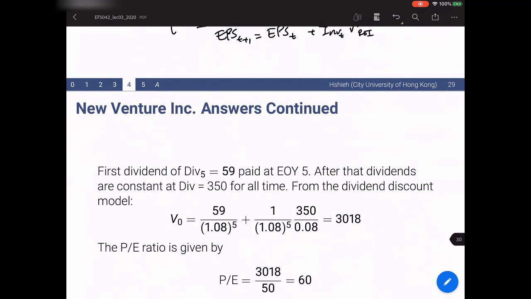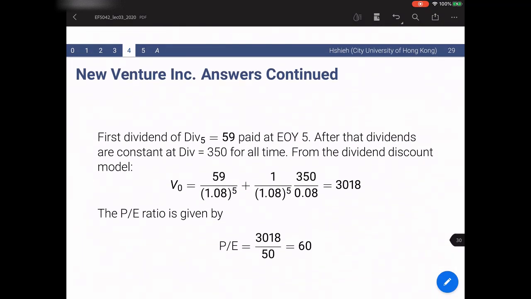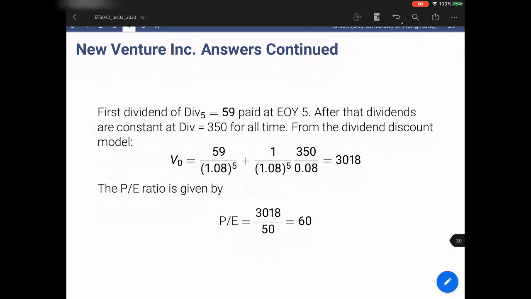All right, so let's answer the question posed on slide 28. What is the P/E ratio of NVI? As you know from the table I outlined, the first dividend payment occurs in year 5, and we see that it pays out $59 million.